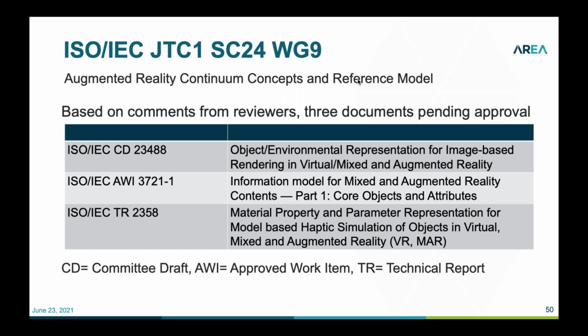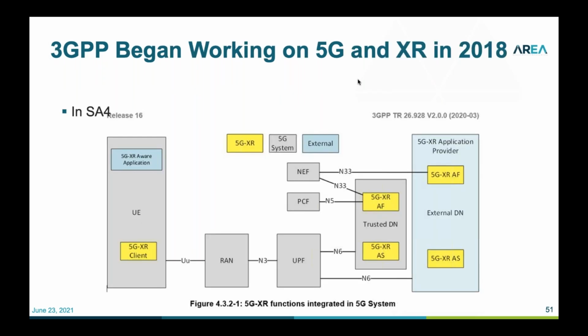This is a very long-standing working group in Subcommittee 24 on graphics, and this working group is on the AR Continuum Concepts and Reference Model. They're just putting 3 documents to a vote. I think the voting is going to be at the next ISO meeting in 30 days or so. So there are definitely going to be some interesting new things coming out of this working group, made available for a fee, ISO being one of those organizations that does sell its standards.